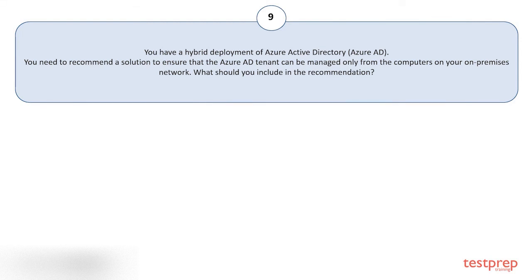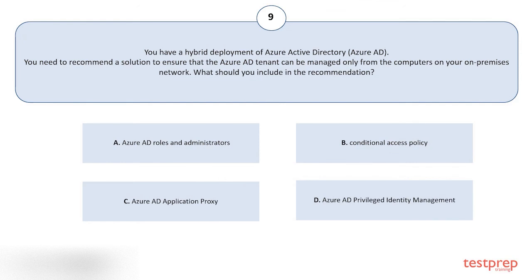Your options are A. Azure AD Roles and Administrators. B. A Conditional Access Policy. C. Azure AD Application Proxy. D. Azure AD Privileged Identity Management. The correct answer is option B.